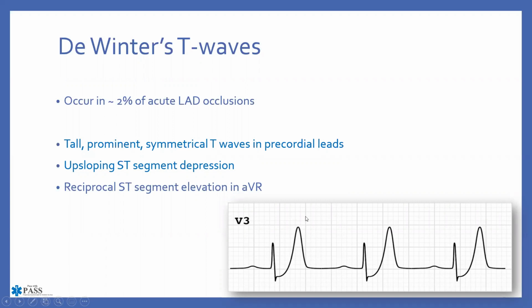You're going to have an upsloping ST segment depression. So if we find our J point, we can obviously see it is below the isoelectric line in relation to the TP segment next to it. So this is depressed from here. So step 2 is accurate. And then what we cannot see here is that reciprocal ST segment elevation in AVR.